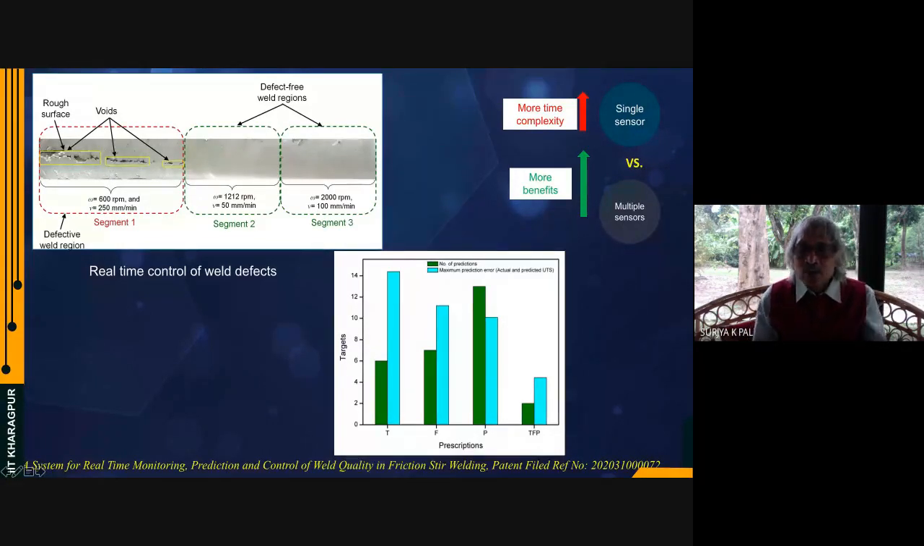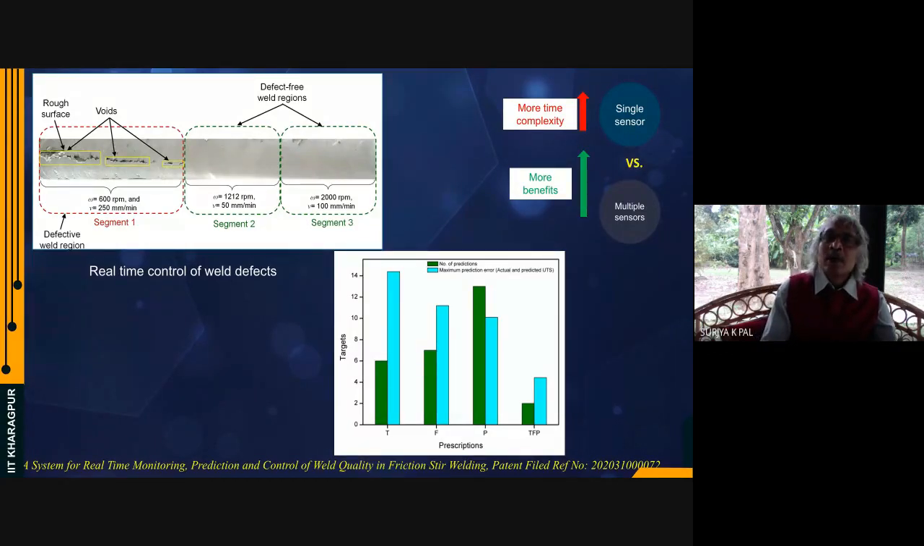The T stands for torque sensor, F stands for force sensor, and P stands for power sensor, and T, F, and P are all three sensors' data used simultaneously. The more the sensor data, the fewer the number of predictions needed to achieve better and better accuracy. Prediction error is also much less when you are using three sensors together. Why? Because we are able to judge the process from three different angles: not only the force, but in addition to the force, the power and then the torque.